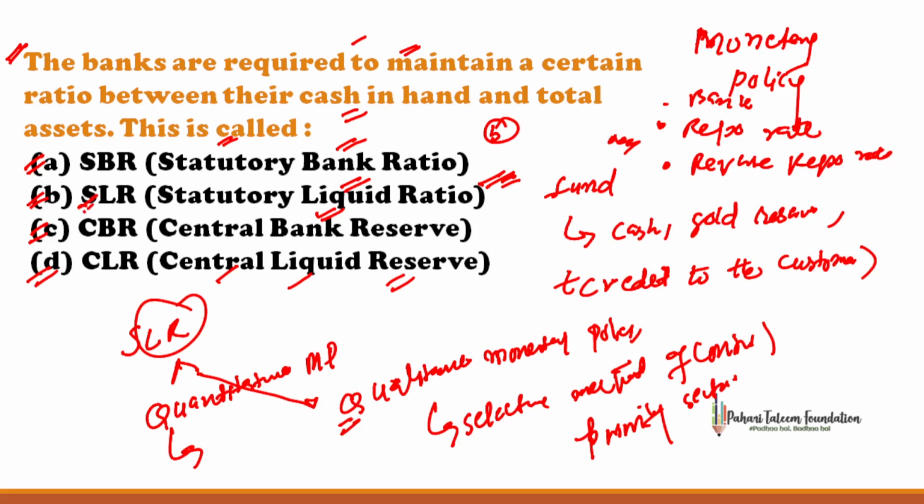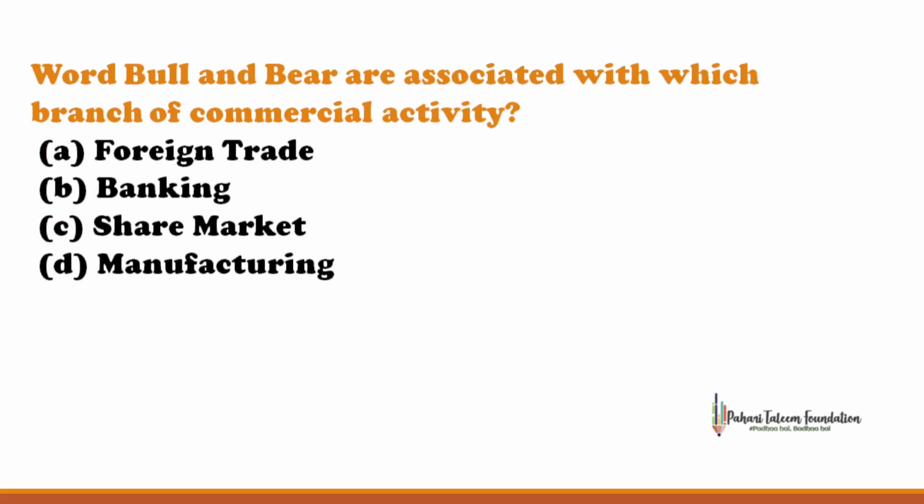Okay. So the next question on your screen is, the words bull and bear are associated with which branch of commercial activities? In economics, there are terms like bull and bear, and these are associated with which branch of commercial activities? The options are option A, foreign trade, option B, banking, option C, share market, and option D, manufacturing. So the right answer for this question is option C, that is, the words bull and bear are associated with the share market, or we can say the stock market.